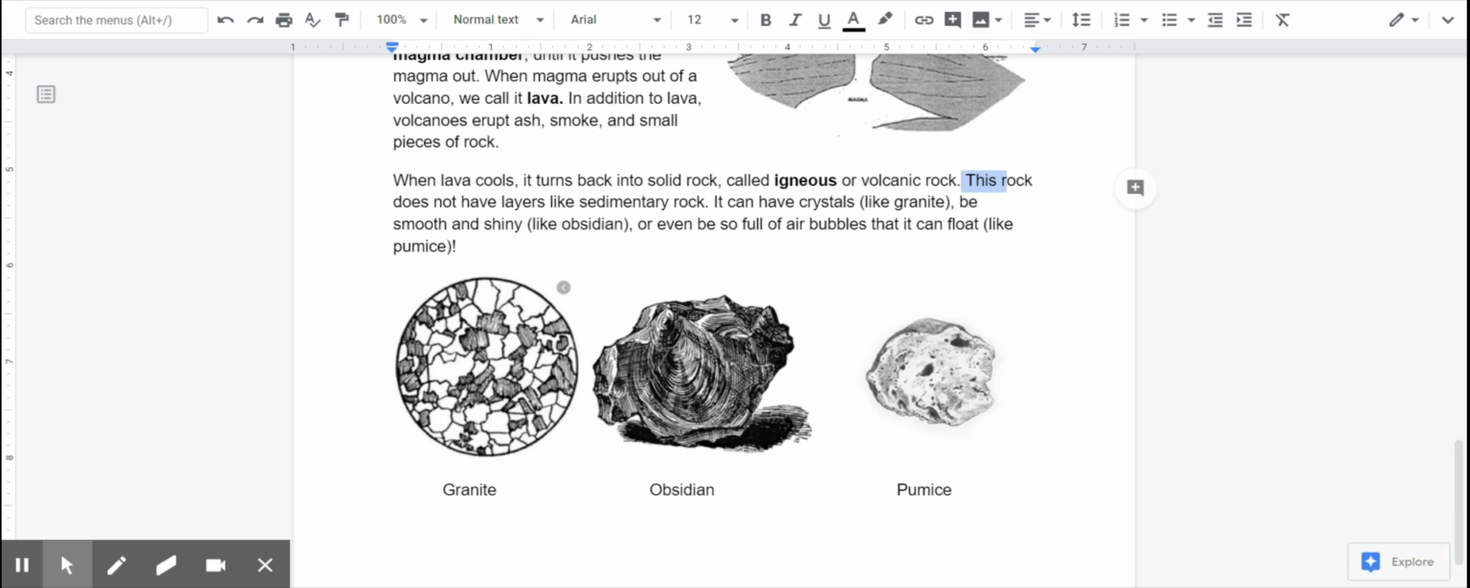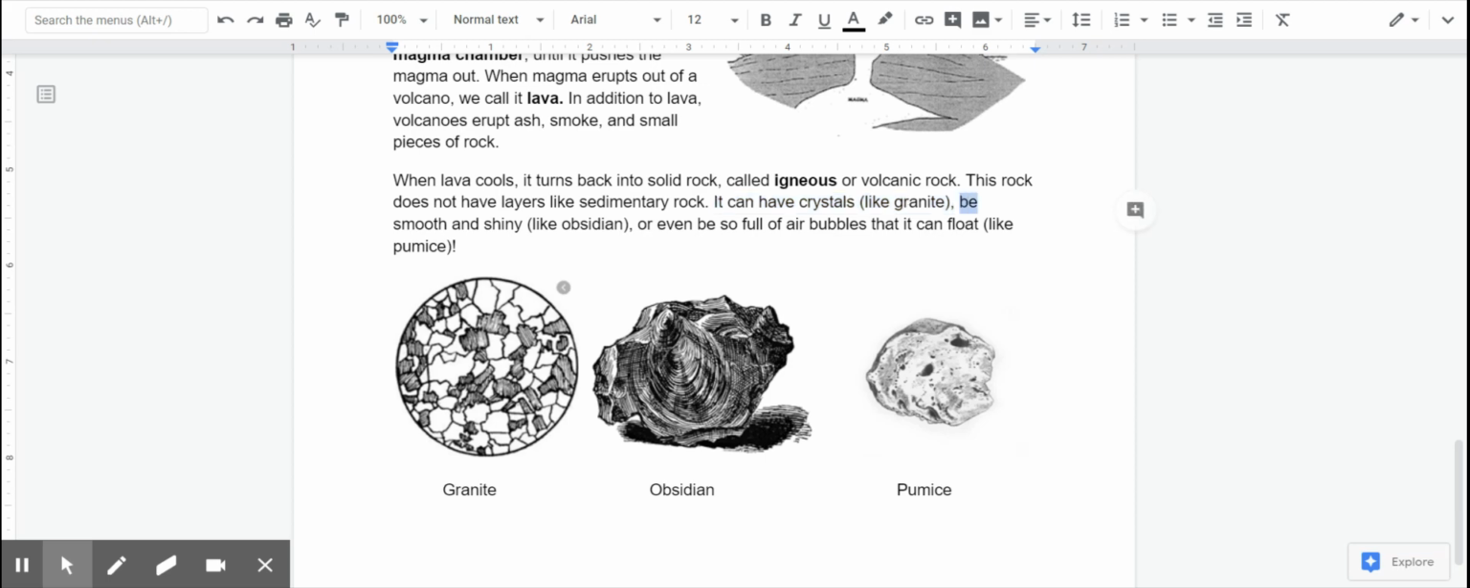This rock does not have layers like sedimentary rock. So this is a different kind of rock than our sedimentary rock. It can have crystals like granite. Okay, I'm looking down here and I see a picture of granite. Oh, look, it has all those little crystals in it.